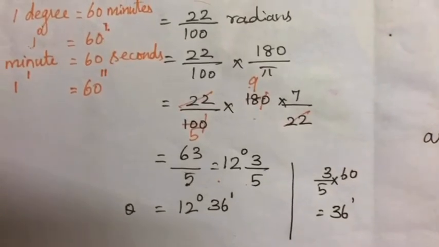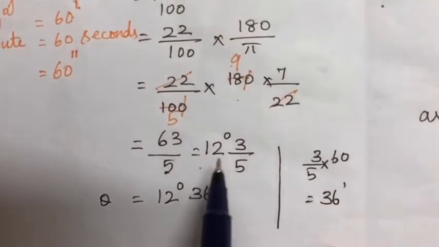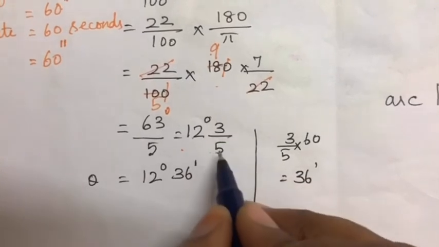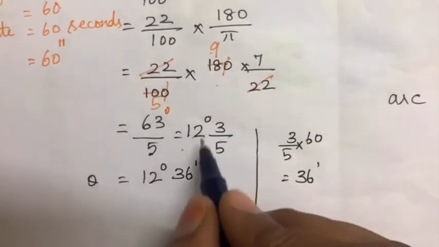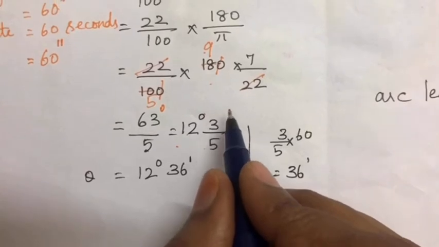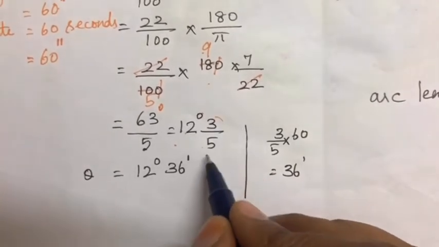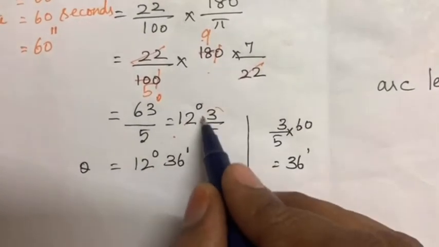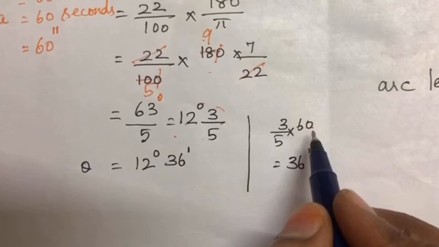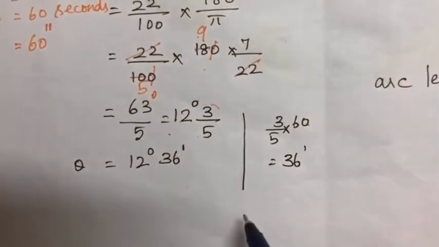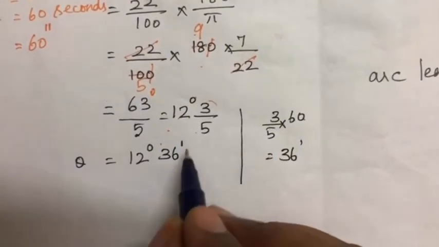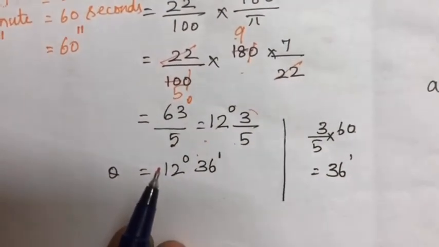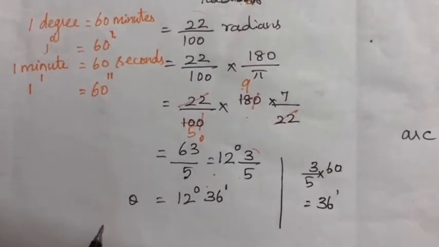Seconds ku double dash podum. Similarly here, it's a degree measure. So 12 degree into 3 by 5. We have to convert this 3 by 5 into minutes. So to convert this degree into minutes, you have to multiply it with 60. While doing that, I get 36. So 12 degree into 36 minutes. And it is the angle subtended at the center of the circle.